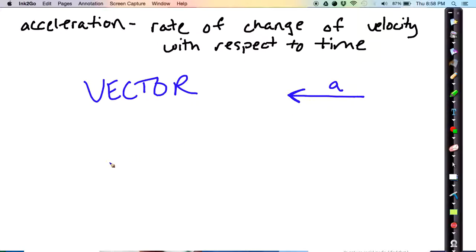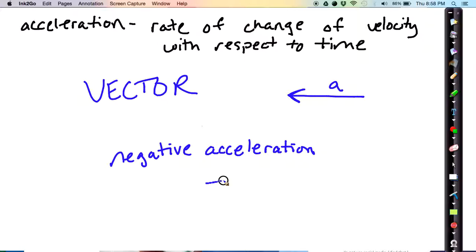Now, it's important to point out that negative acceleration is not the same thing as deceleration. A lot of people make this equivalence between negative acceleration and deceleration, but they are not the same thing. It's possible for an object to have negative acceleration, or in other words, be accelerating, for instance, in the negative x direction, but actually be increasing its speed. So let's give an example.